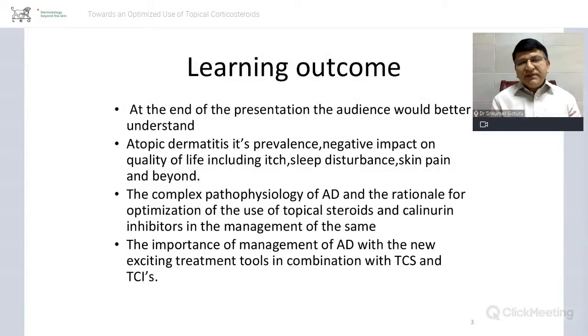The complex pathophysiology of atopic dermatitis and the rationale for optimizing the use of topical steroids and calcineurin inhibitors in the same. And not only that, like I just said, the importance of management of atopic dermatitis with the new and exciting tools, especially combining them with the traditional topical corticosteroids and topical calcineurin inhibitors.